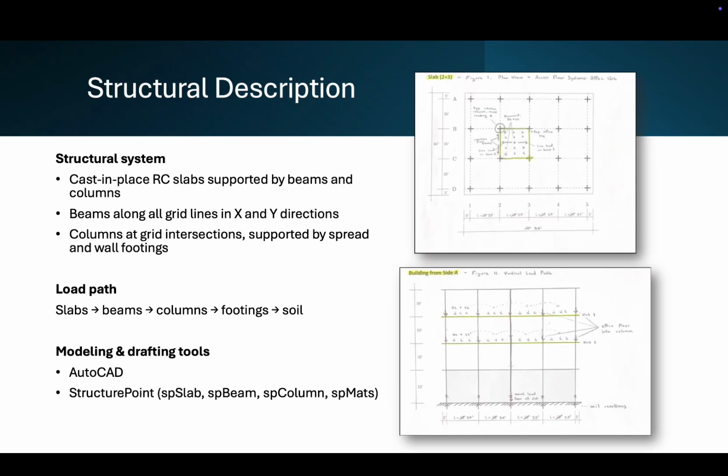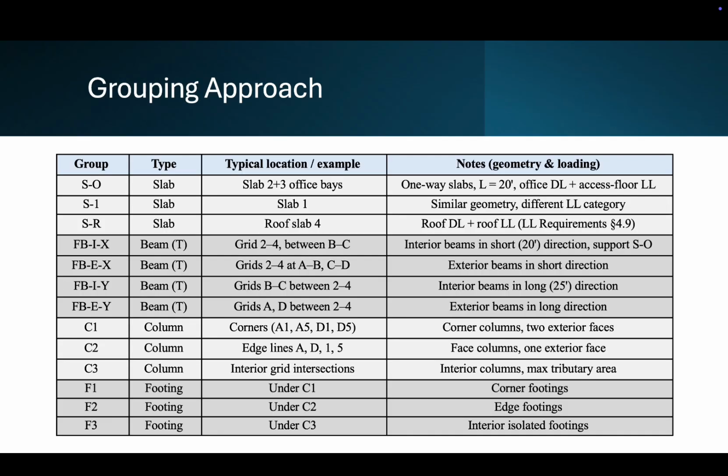So structurally, we've got cast in place slabs spanning between beams. Those beams run along all the grid lines in both directions and frame into columns at the intersections. Down at the foundation level, the columns and walls bear on the spread and wall footings. So the load path is slabs to beams to columns to footings to soil. And to actually design everything, I first used Structure Point, all of those sub-softwares, and then AutoCAD afterward.